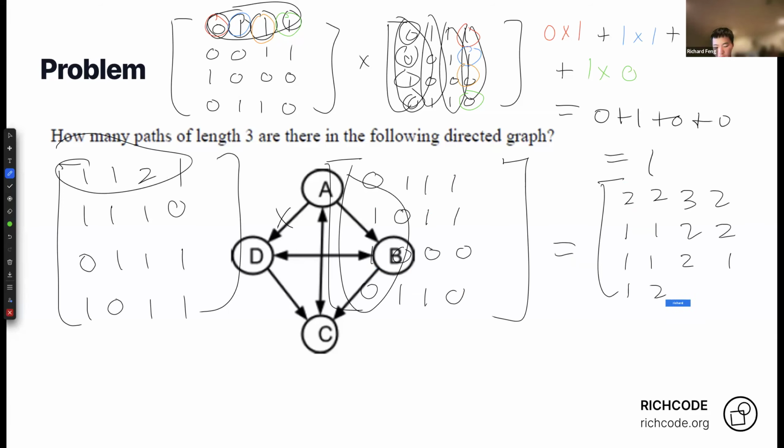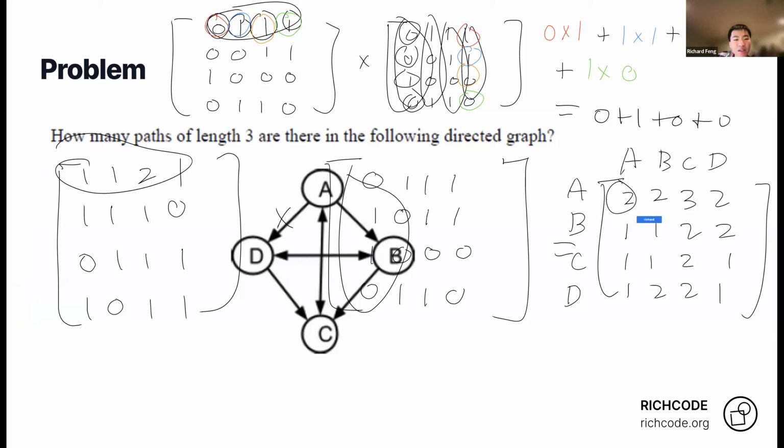So basically what this tells us is, if I write the letters back so you can visualize what's happening, from A to A, so for A as the starting node and A as the ending node, there are 2 different paths of length 3. From A to B, we have two different paths of length 3. And from A to C, we have three different paths of length 3, and so on.